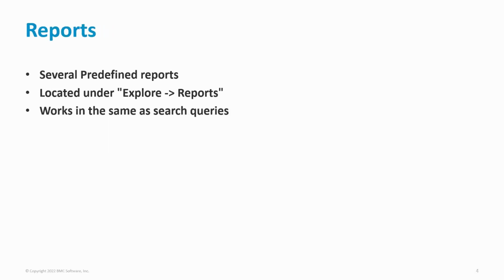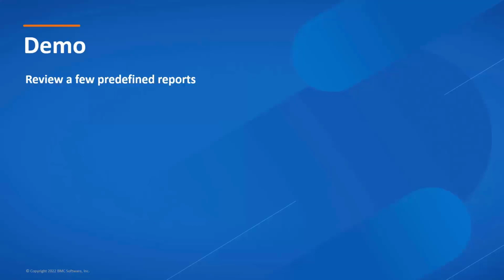BMC Discovery includes several predefined reports. These are located under the Explore Reports section in the Discovery UI. These reports operate in the same way as the query search. When you select a report, a query is run to find the matching objects. Let's have a demo to see where to find predefined reports. We will review a few reports and see their outputs.